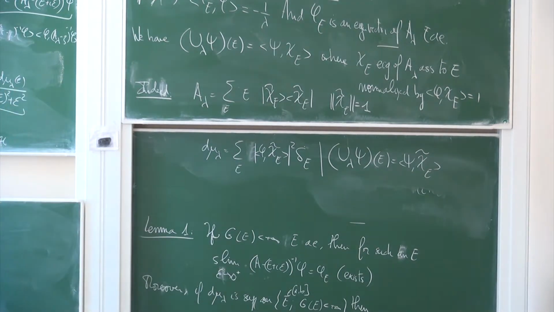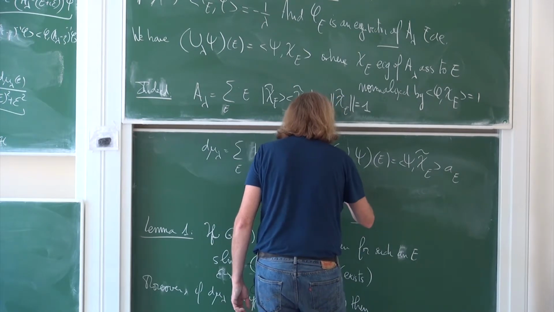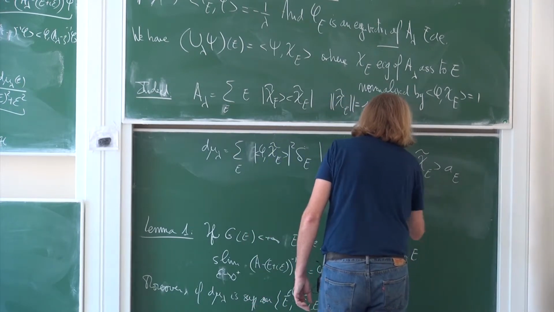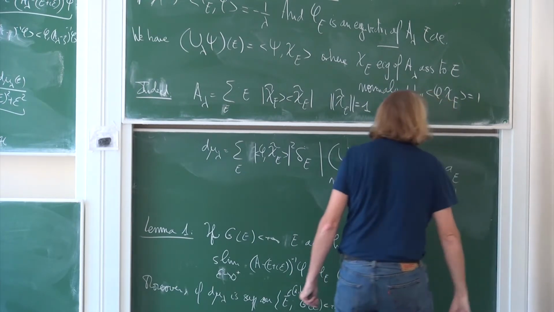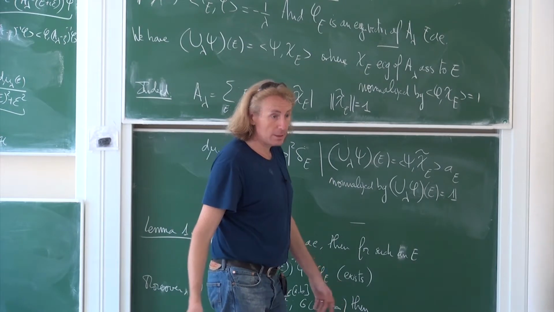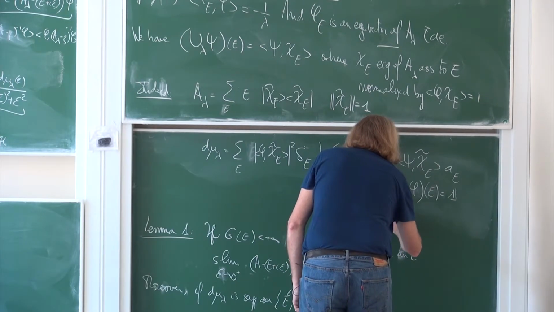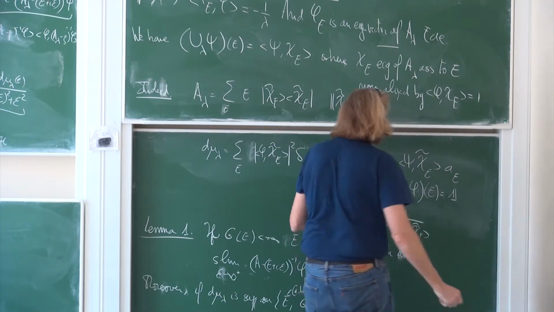There was one thing missing here: times some function a of E, but normalized so that U lambda phi of E should be the constant function 1. So it means that a of E has to be taken as 1 over phi chi tilde E.